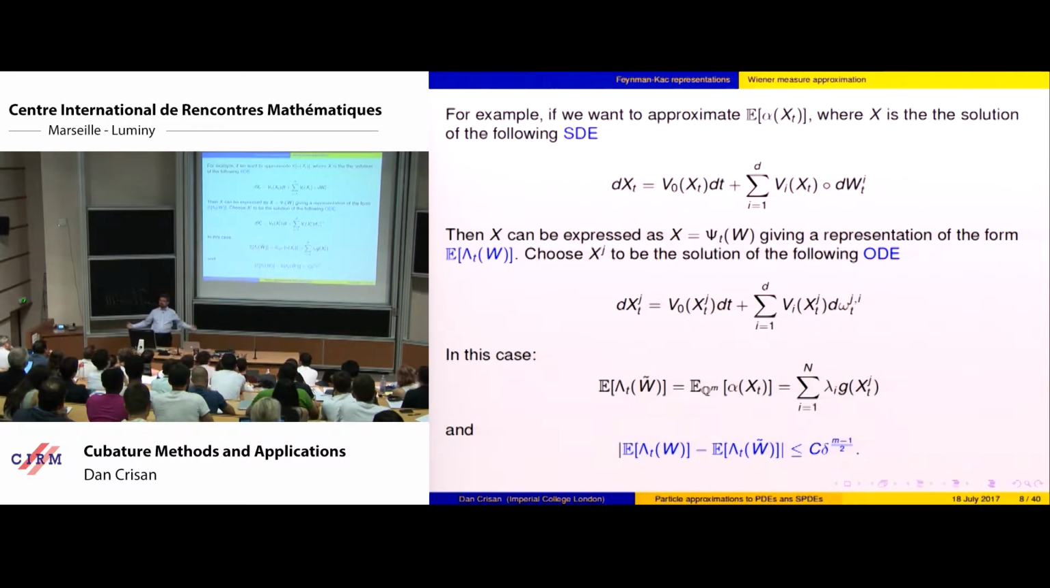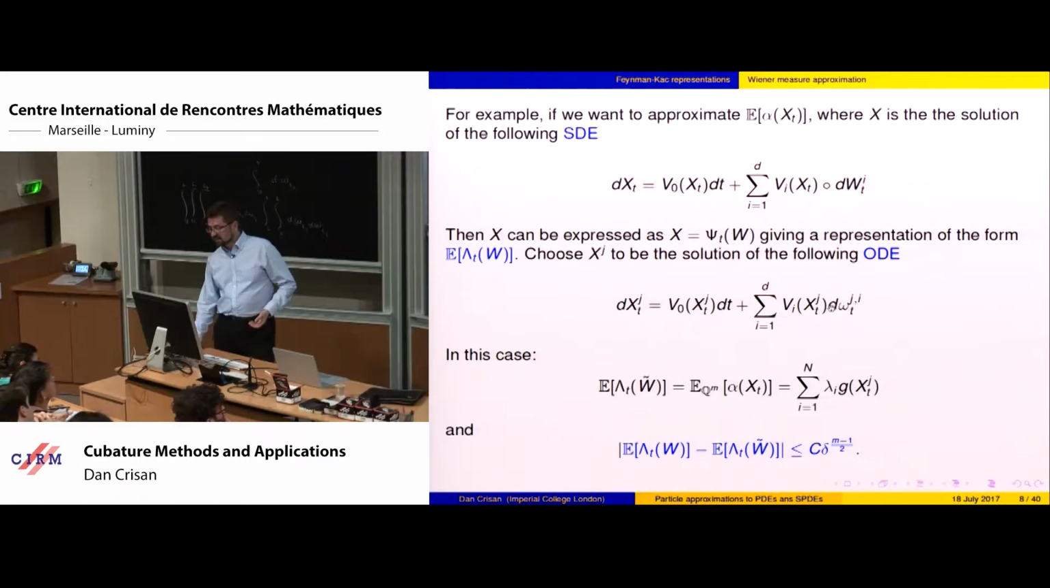All you have to do is solve this ODE, estimate alpha of the final value of the ODE, and take the linear combinations of those. So what do you get if you do that? When you take the difference between the expected value of alpha of x_t, that means integrating alpha with respect to the law of x, and integrating alpha with respect to the law given by these weighted Dirac measures at these paths, the error that you get is of order delta to the power (m minus 1) over 2. So I need to explain what this is.